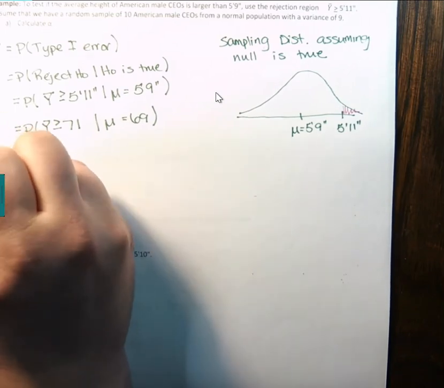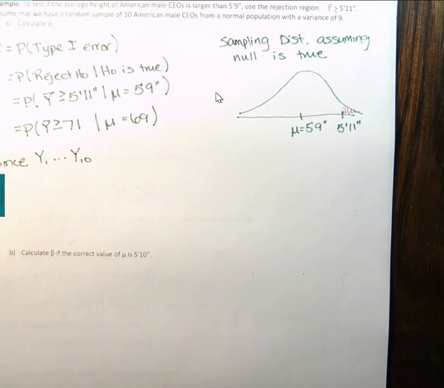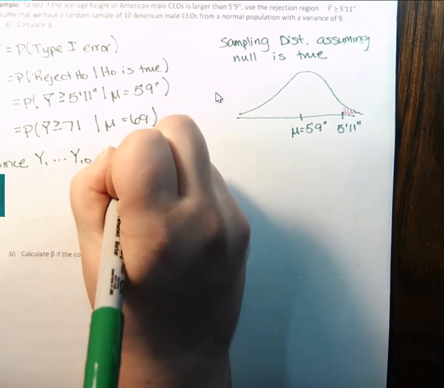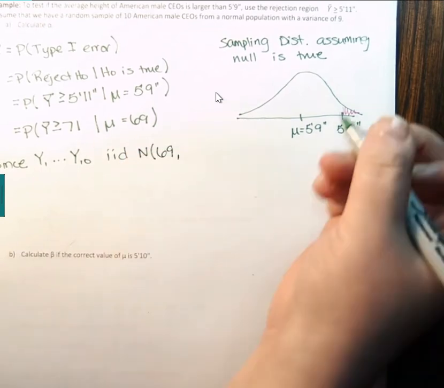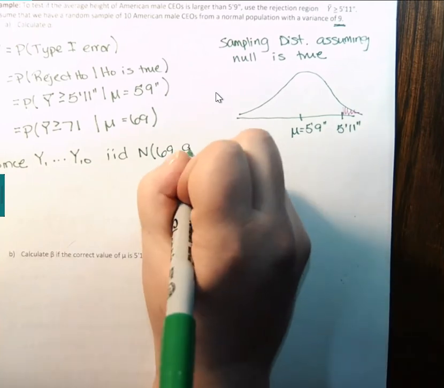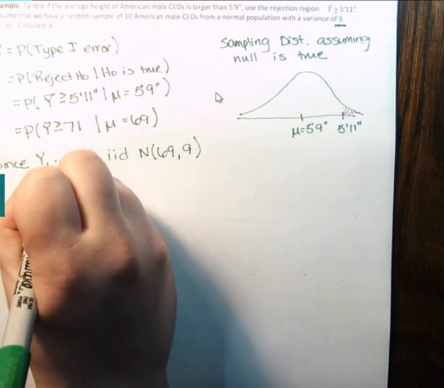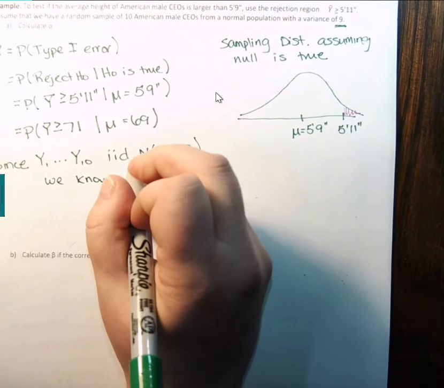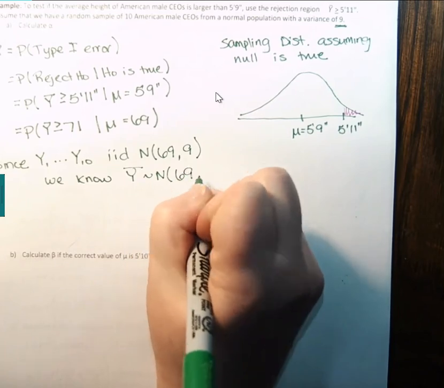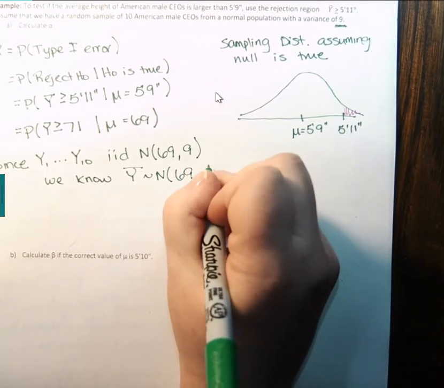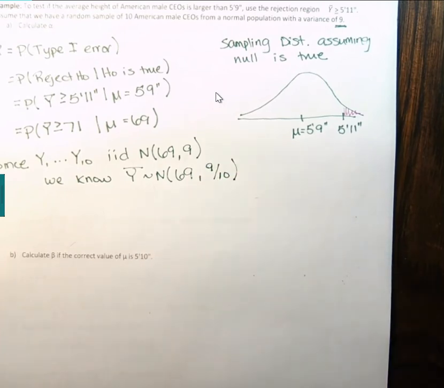So since we had 10 observations in our sample, we've got Y1 through Y10. Under the null hypothesis, we know that these are all distributed normal with a mean of 69 inches, and we're given a variance of 9 inches. We also know the distribution of Y bar. So we know that Y bar is also distributed normal with mean mu. And then remember the variance is going to be equal to sigma squared divided by n.